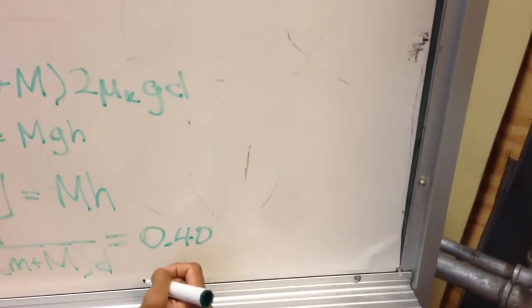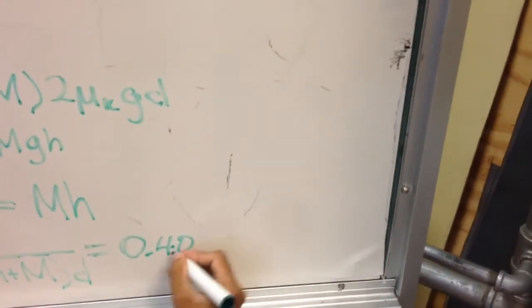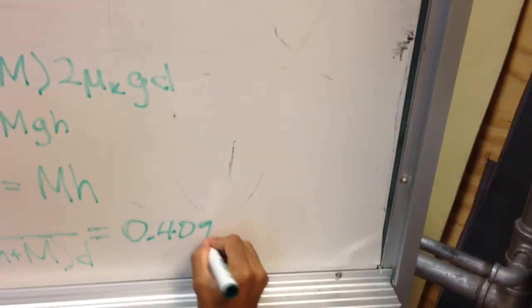0.409? 9, I think, yeah. 9 maybe? 9. Something of that order.